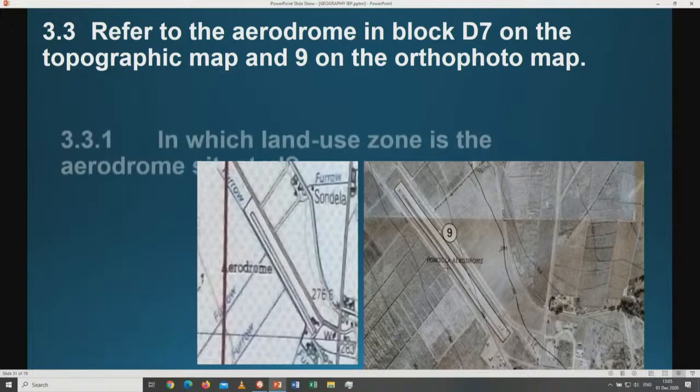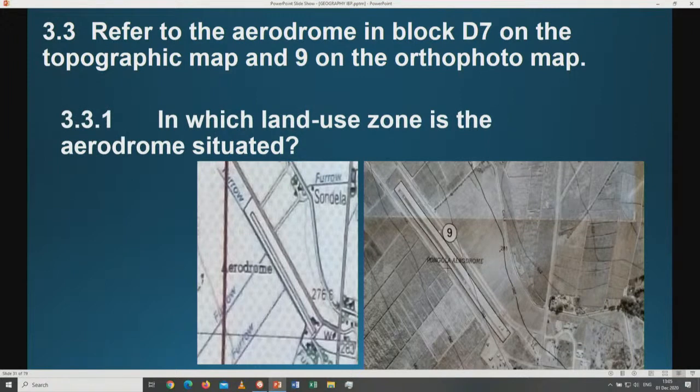It is asking in which land use zone the aerodrome is situated. So the aerodrome, grade 12, again, this is a settlement geography question on a map work though. You must know your land use zones, grade 12. Remember, we have our CBDs, our zone of decay, transition zones. We have our residential areas, our industrial areas, and we have our rural urban fringe at the end. And we also have our recreational areas, or the green belts.